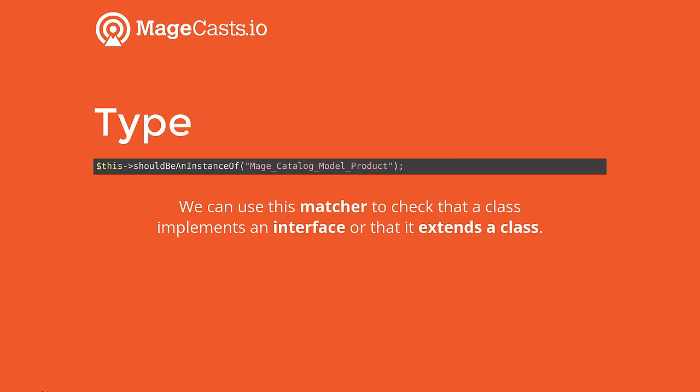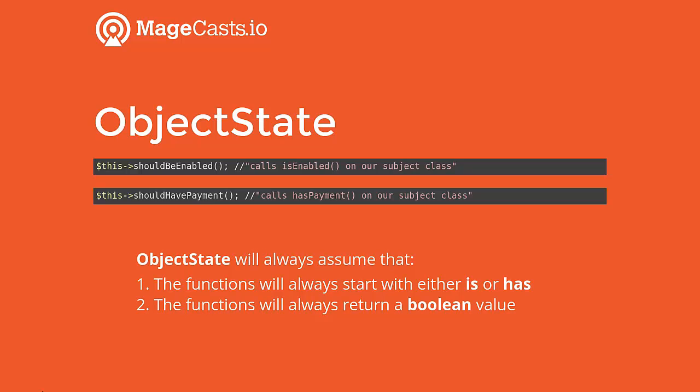The type matcher is used to verify that the object that we're describing implements an interface or extends a specific class. This could be useful if you want to verify that a custom model extends the right Magento class. The object state matcher is useful if we want to check the state of our object. Now, the way this particular matcher works is by expecting our code to follow specific conventions. Taking a closer look at our code example where shouldBeEnabled and shouldHavePayment functions are called, we can see the object state matcher will always assume that the functions will always start with either is or has, and the functions will always return a boolean value.